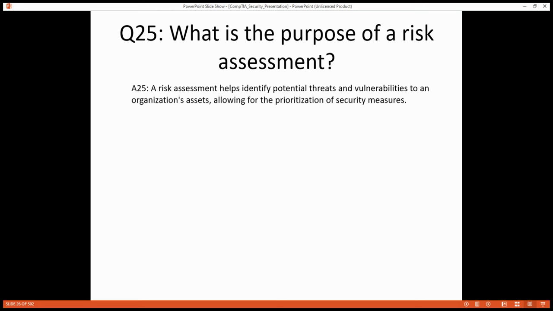Q25. What is the purpose of a risk assessment? A25. A risk assessment helps identify potential threats and vulnerabilities to an organization's assets, allowing for the prioritization of security measures.